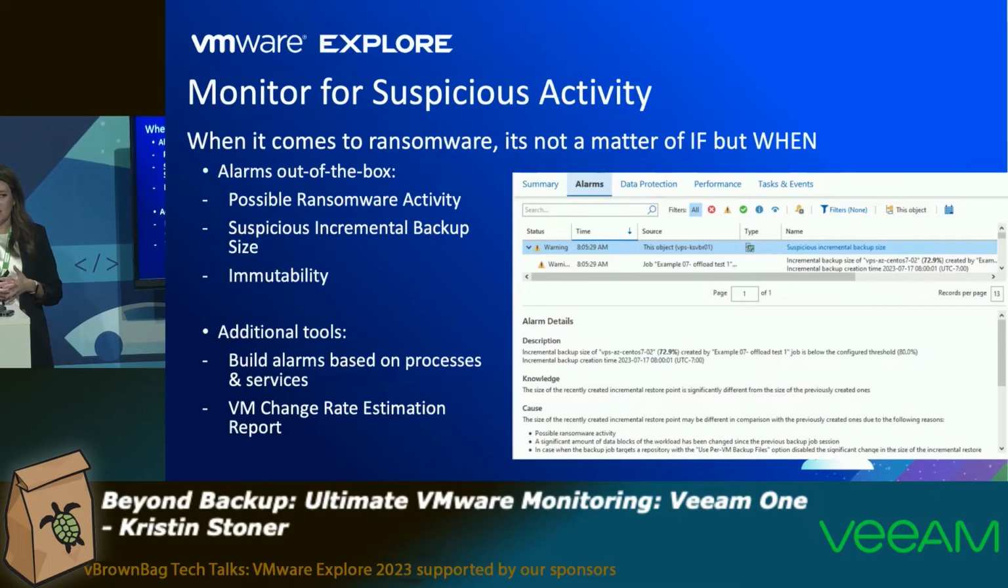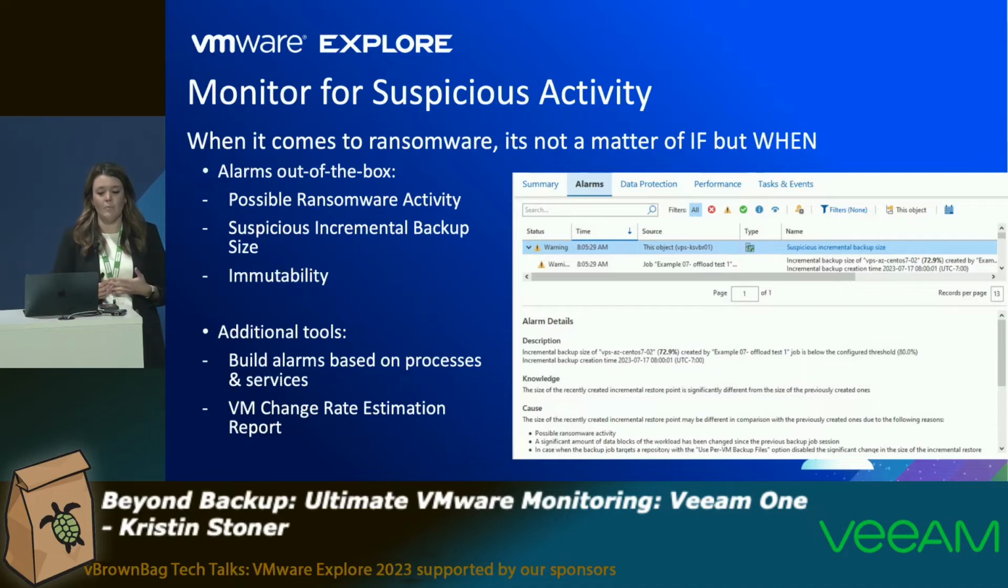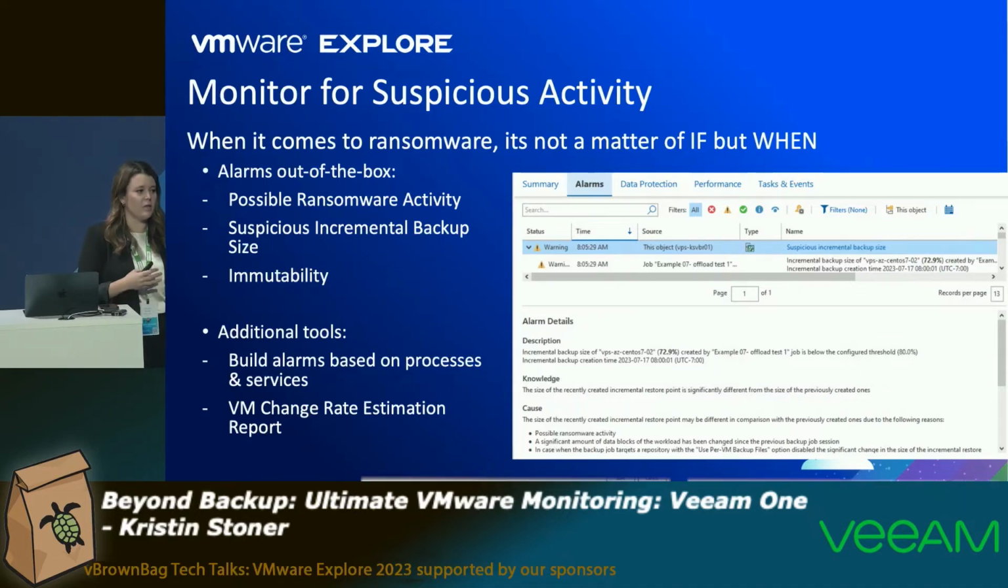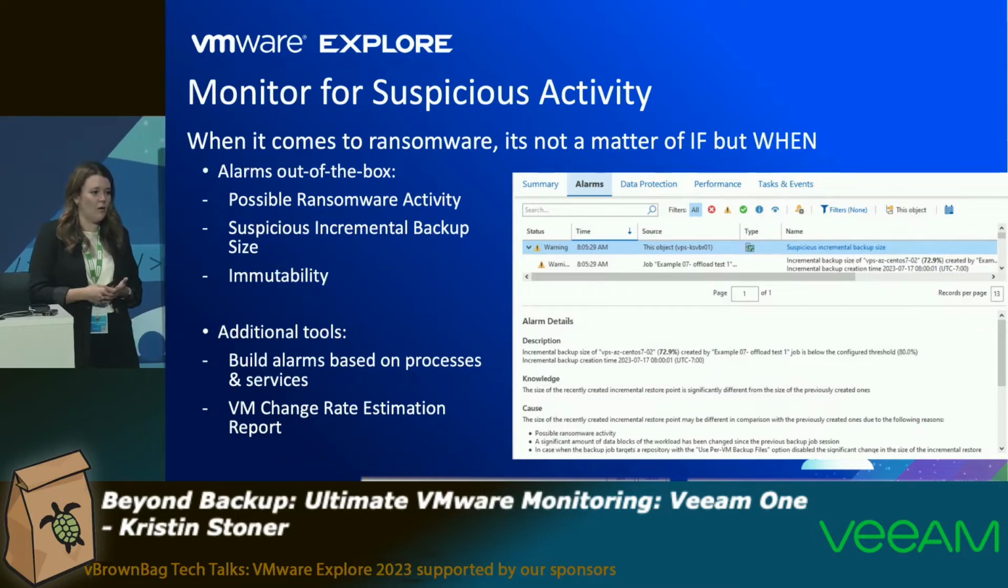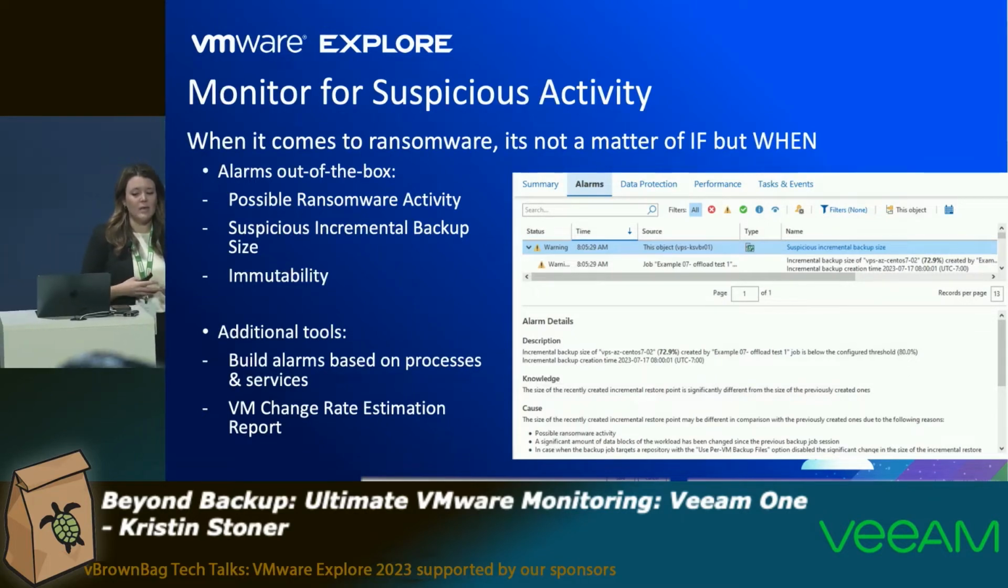There are alarms out of the box that help with that, and that is the possible ransomware activity alarm and also the suspicious incremental backup size alarm. Both of those look at the change rate on the virtual machine. So I mentioned the CPU usage, the data store write rate, the network write rate. That's where the possible ransomware activity alarm comes in, monitoring those resources.